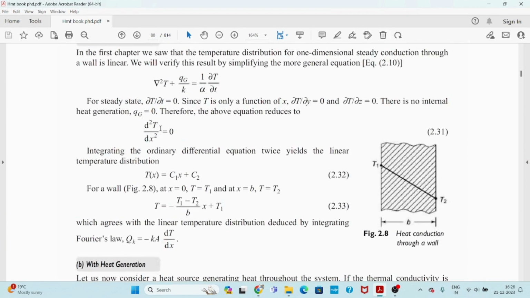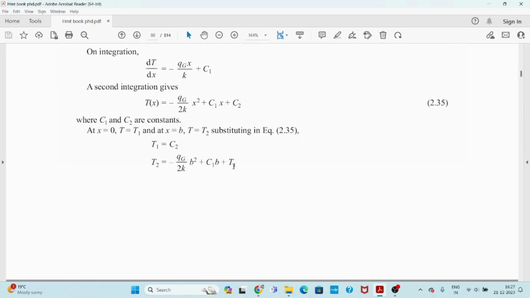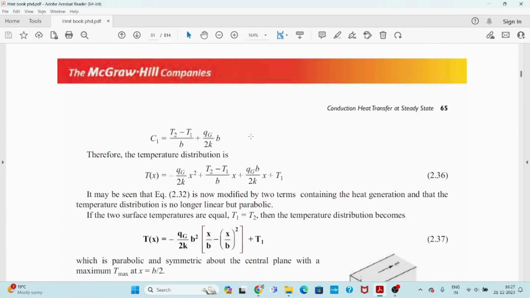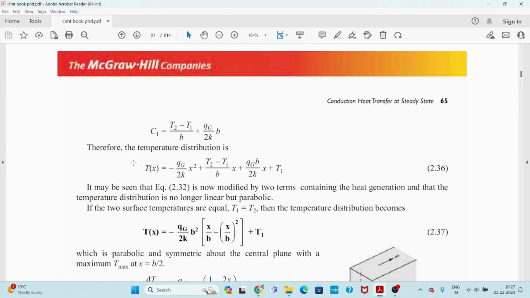With heat generation, we have told you that this equation is important for you. In case of heat generation, we keep q by k in your equation, and then integrate it. Apply the boundary condition, you will get this equation. In case of steady state, you will get this equation when you apply temperature. This is the basic equation.